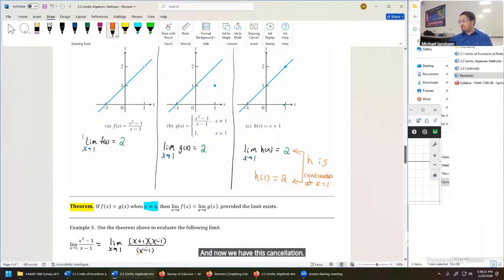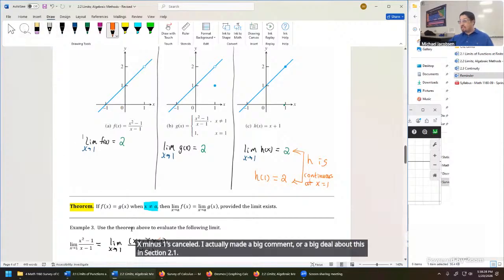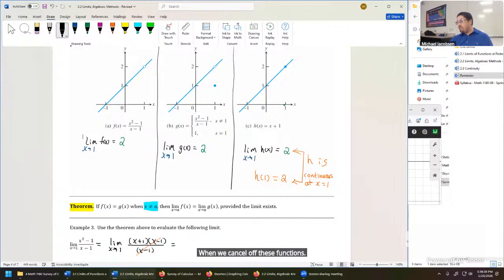The x minus 1's cancel. We made a big deal about this in section 2.1. When we cancel off those factors, we're actually changing the function. Now we're taking the limit as x tends towards 1 of just x plus 1 itself. So this was the original function, f of x. When we cancel, we get a new function, x plus 1. That's the g of x function we see right here.